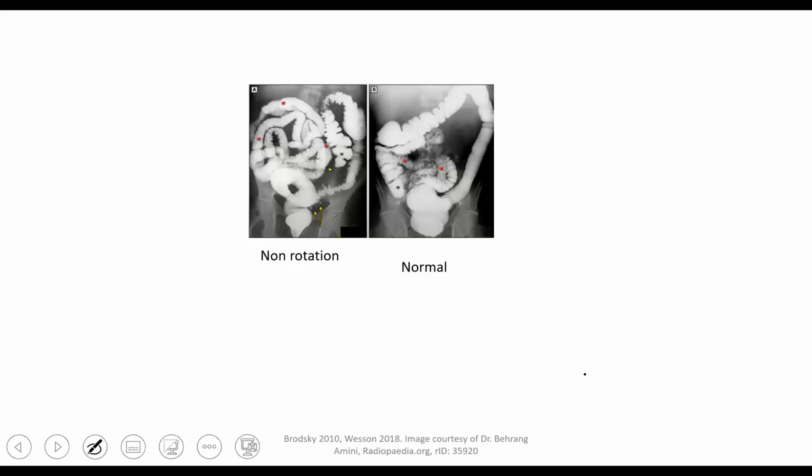Here I'm trying to show you how non-rotation looks. When you give contrast, you go all the way down the descending colon, you have a cecum here, and then the ileum. So the cecum is located in the right lower quadrant. If you see here, it goes all the way, and now you have a cecum and then dilatation, that's the cecum. Where is the cecum now located? In the left upper. And the small intestine is located on the right side. That's called non-rotation.